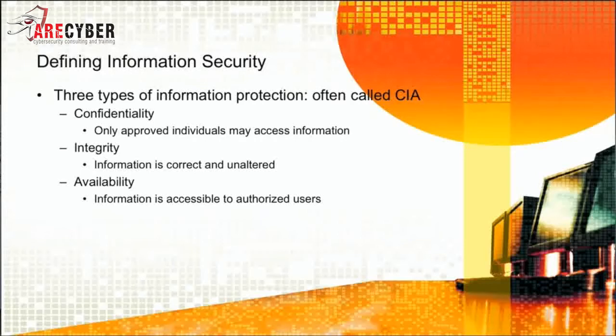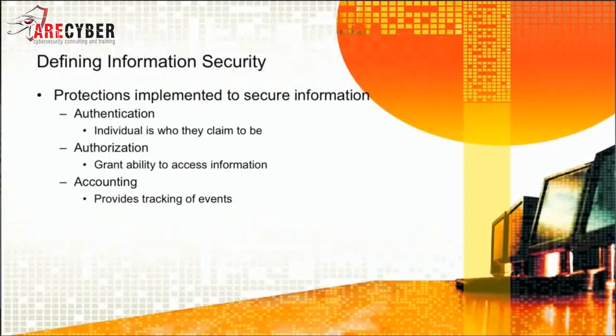Confidentiality means only approved individuals may have access to information. Integrity, information is correct and unaltered. And availability, information is accessible to authorized users. To provide the triad, or to provide the CIA, we add protections. These are implemented to secure that information.